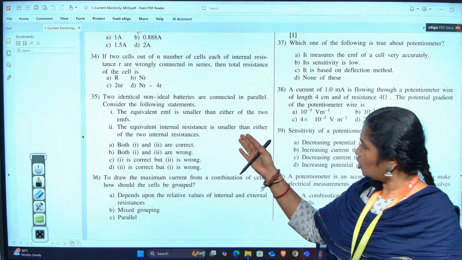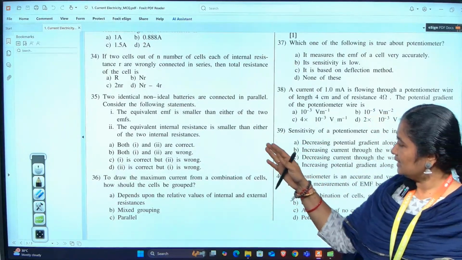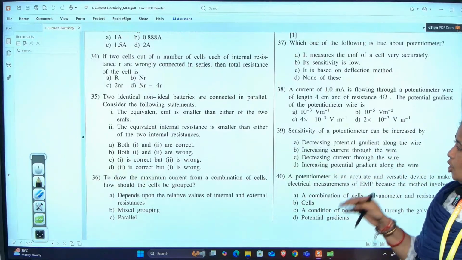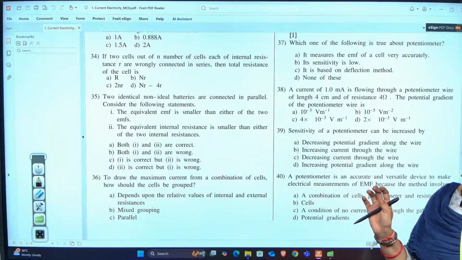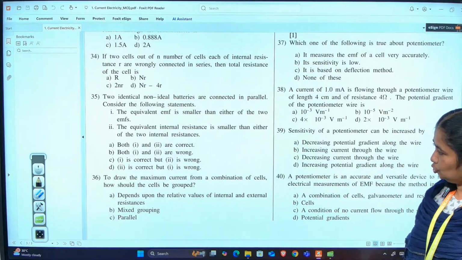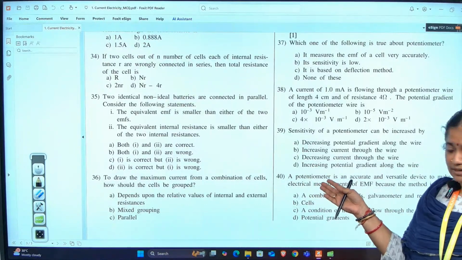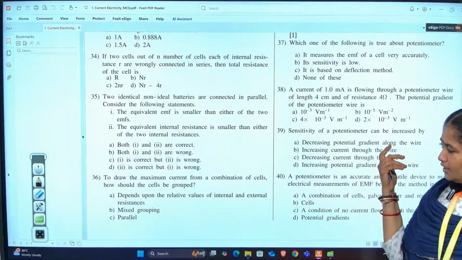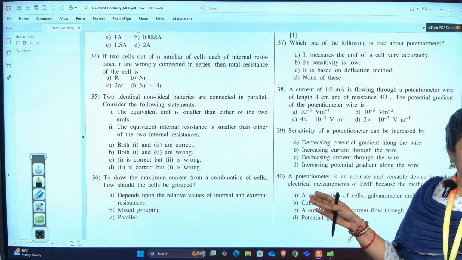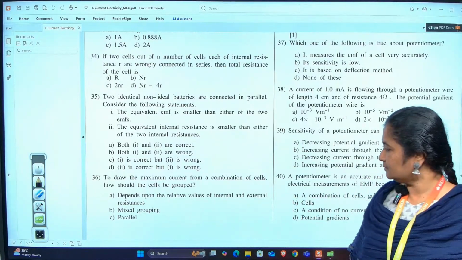Two identical non-ideal batteries are connected in parallel. Consider the following statements. 1: The equivalent EMF is smaller than either of the two EMFs. 2: The equivalent internal resistance is smaller than either of the two internal resistances. Options: Both 1 and 2 are correct. Both 1 and 2 are wrong. First statement is correct, but second statement is wrong. Second statement is correct, but the first statement is wrong.